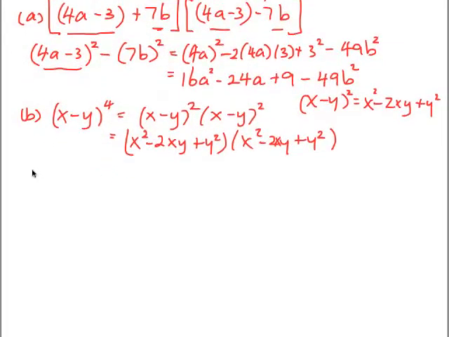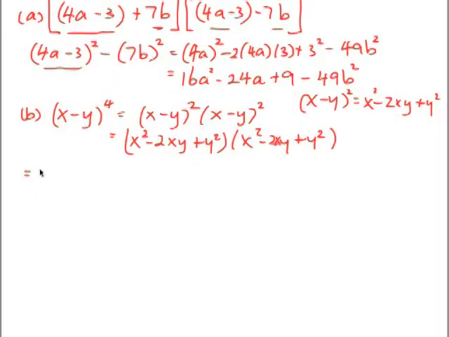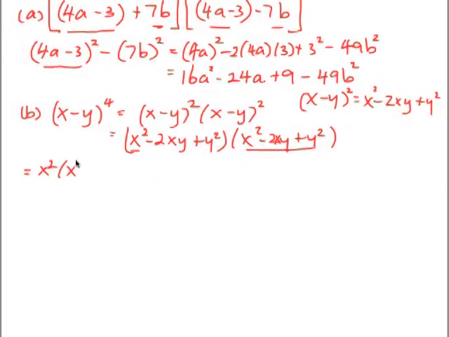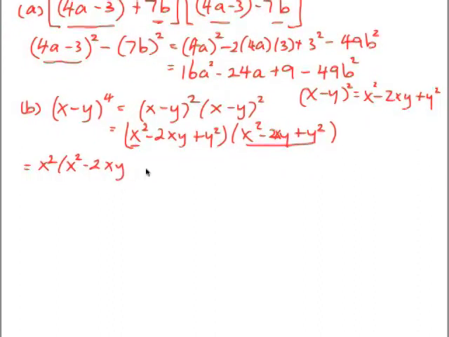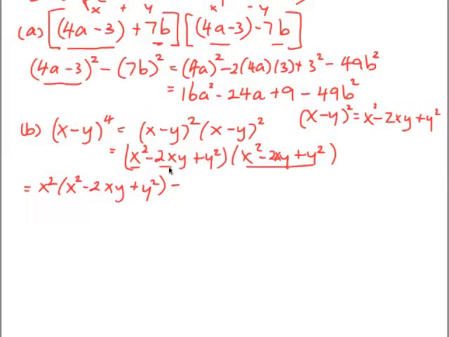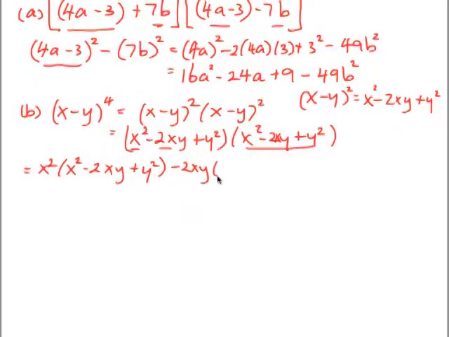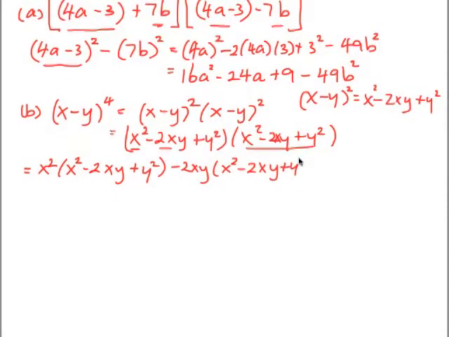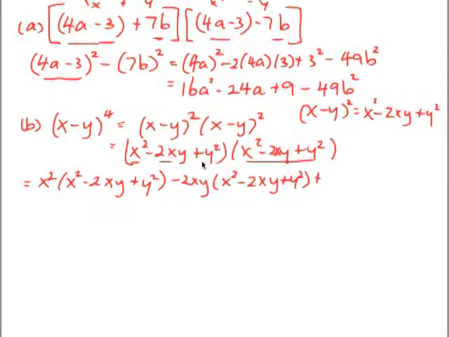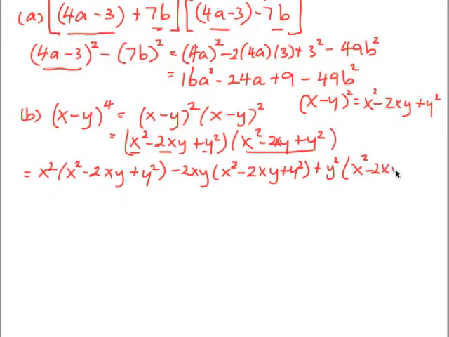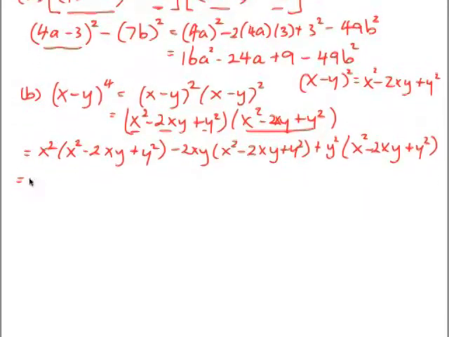Now we can be very careful here and say, alright, well, let's take the first term here and multiply it by all of this. Then this second term, 2xy, also by all of this one. And finally, this last term, y squared, by x squared minus 2xy plus y squared. So we're being very careful here to apply the distributive property. Now we do it again.